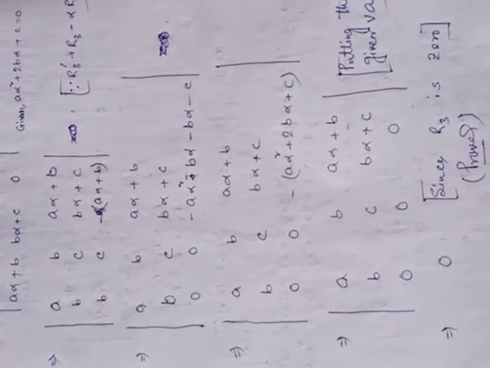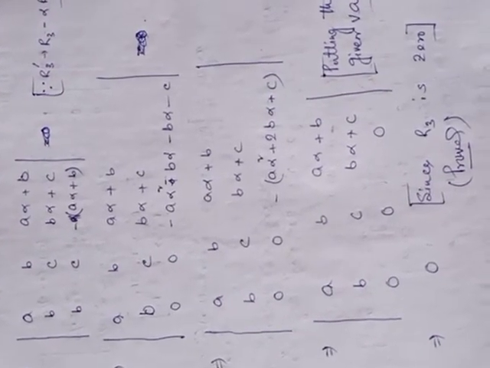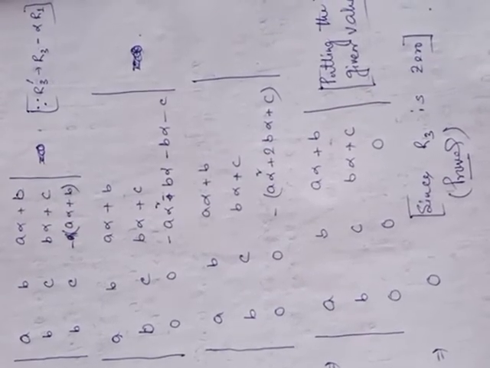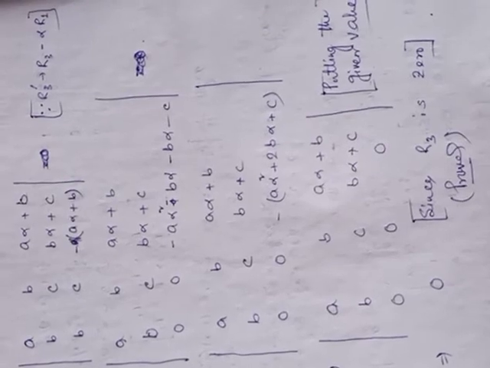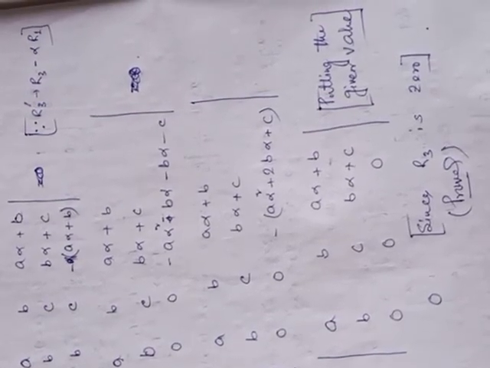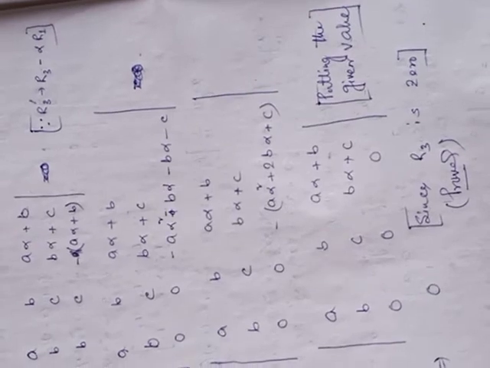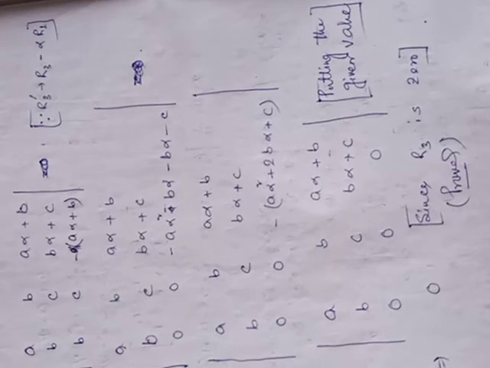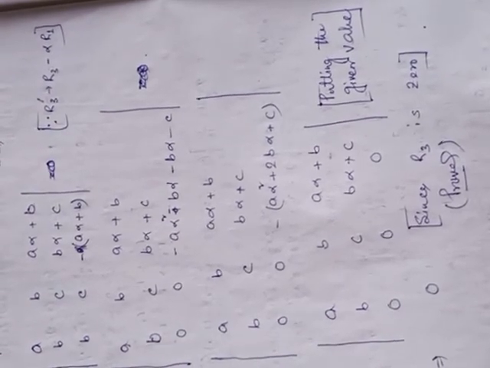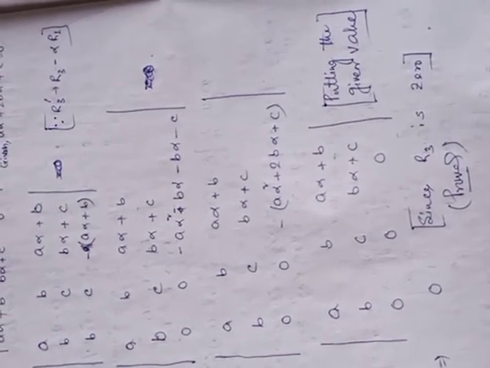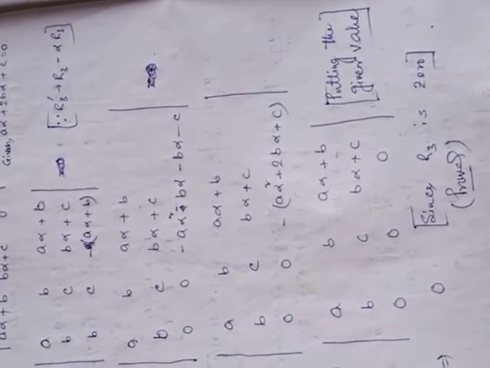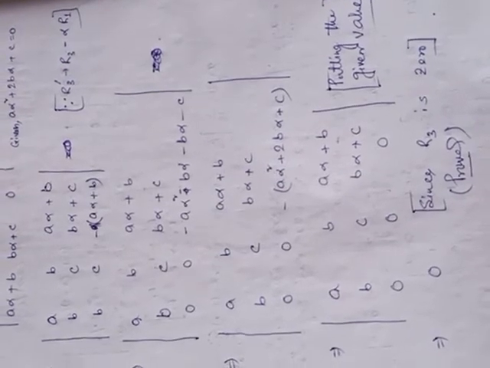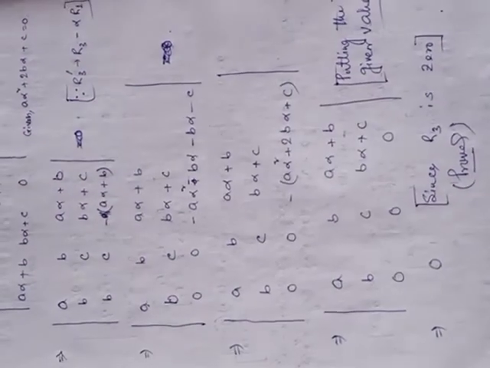so now we can write a, b, 0, b, c, 0, a alpha plus b, b alpha plus c, minus (a alpha square plus 2b alpha plus c), and we know that this is 0, given a alpha square plus 2b alpha plus c equals 0. And we know that row 3 is 0, one row is 0, that means the determinant value is 0. So the answer is 0 here. Okay, note it down all of you.